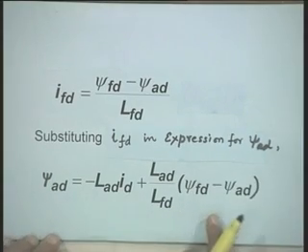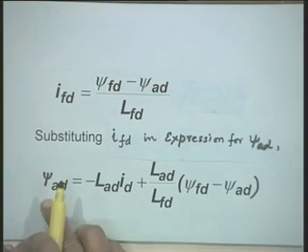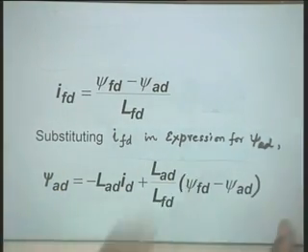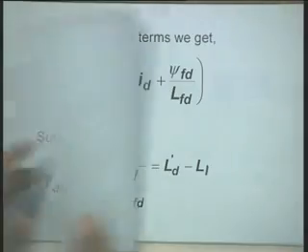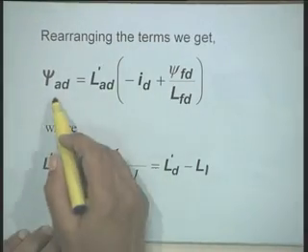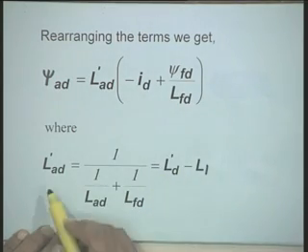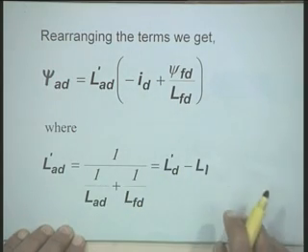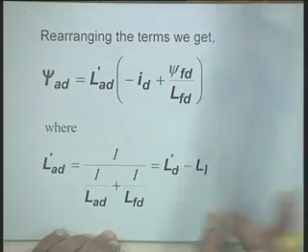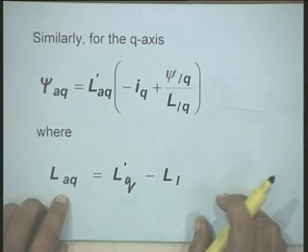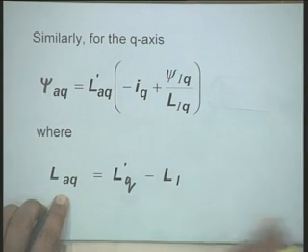When you rearrange the whole thing, you take the term psi AD out on this side and express psi AD in terms of other parameters. It will come out to be psi AD equal to LAD prime into this term, where LAD prime is defined like this. Similarly, for psi AQ, one can write psi AQ as equal to LQ prime minus A.